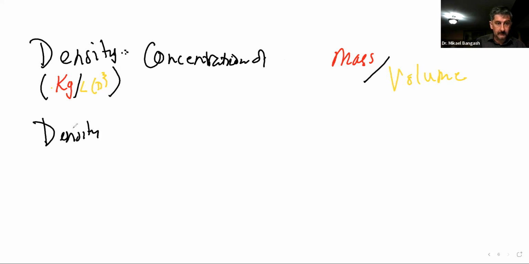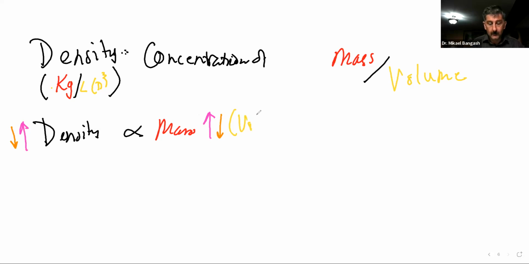So density is directly proportional to mass. Which mainly will mean that if we increase the mass, that is going to increase the density. Whereas if we decrease the mass, it is going to decrease the density. But please keep in mind here that that's provided that volume is kept constant. And we intentionally keep it constant in this case because we just want to establish the pure relationship between density and mass.